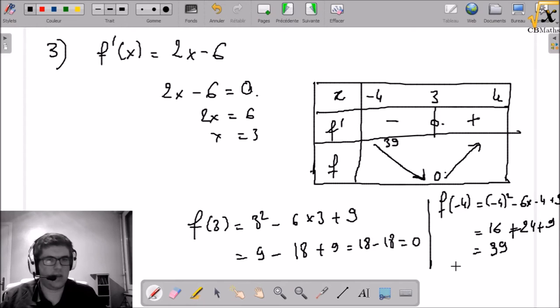And f of 4: 4 squared minus 6 times 4 plus 9, 16 minus 24 plus 9 equals 1. So, this is the variation of this function.